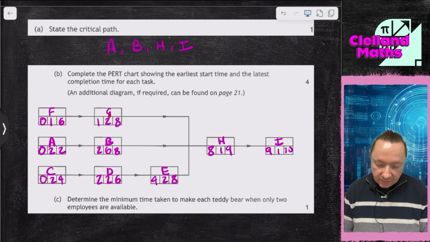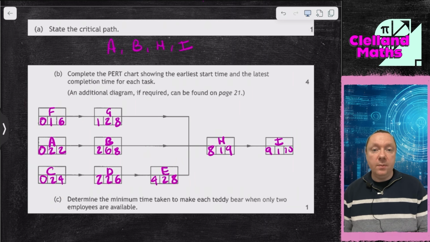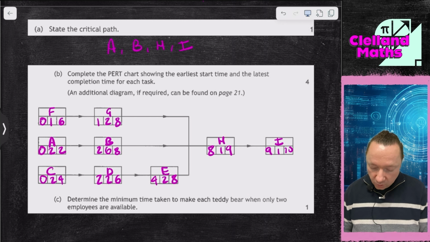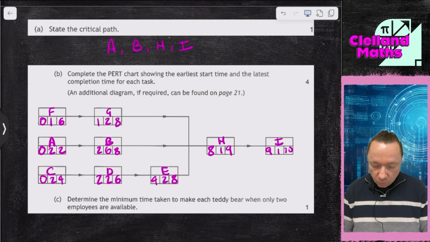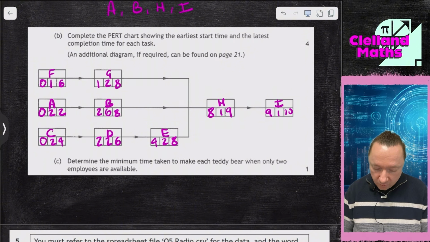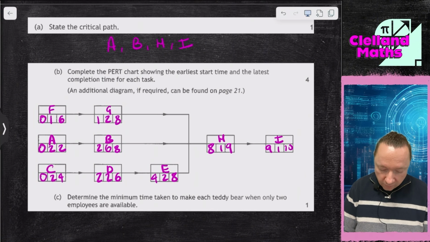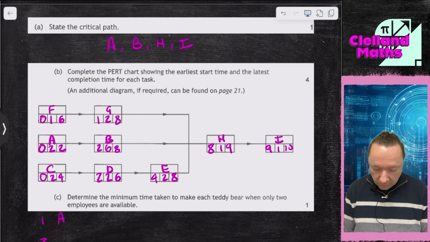Now remember, these tasks have to come after these tasks. So you can't just randomly go in and do tasks. But what you can do is having simultaneous work. So let's say we had, let's call that employee 1 and employee 2. Employee 1 does A, while employee 2 does C.